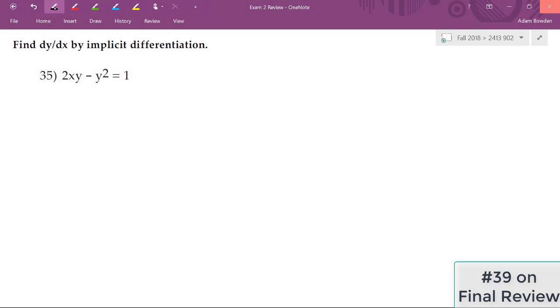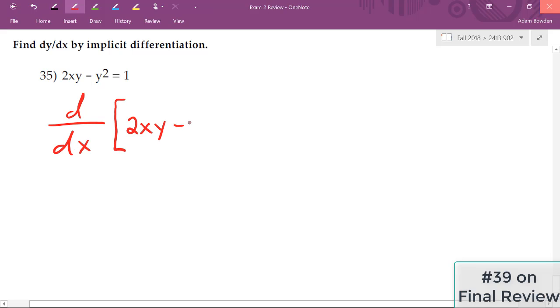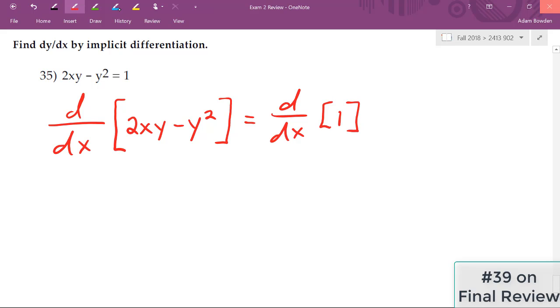Number 35 says find dy dx by implicit differentiation. What this means is we're going to find the derivative by not solving it explicitly in terms of y equals, but by just taking the derivative of both sides of the equation as is. So that's what we're going to start out with. We're going to take the derivative with respect to x of both sides. Okay, so we're going to take the derivative of each piece inside here.